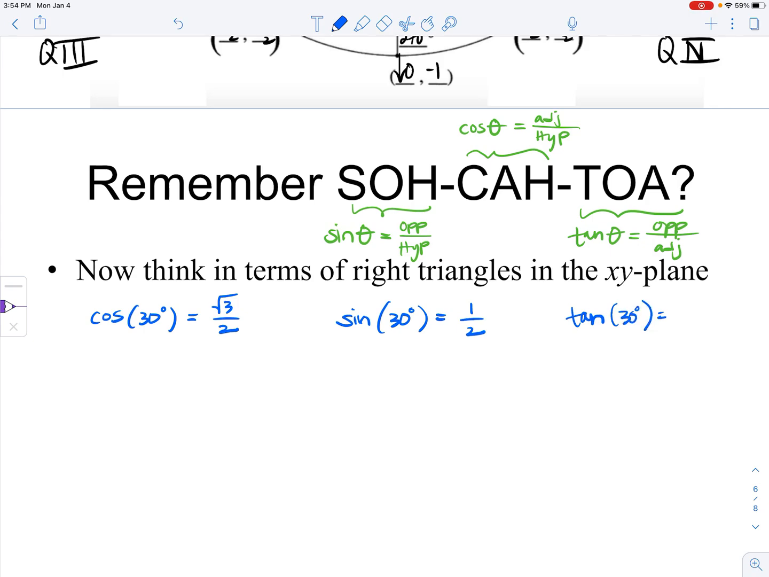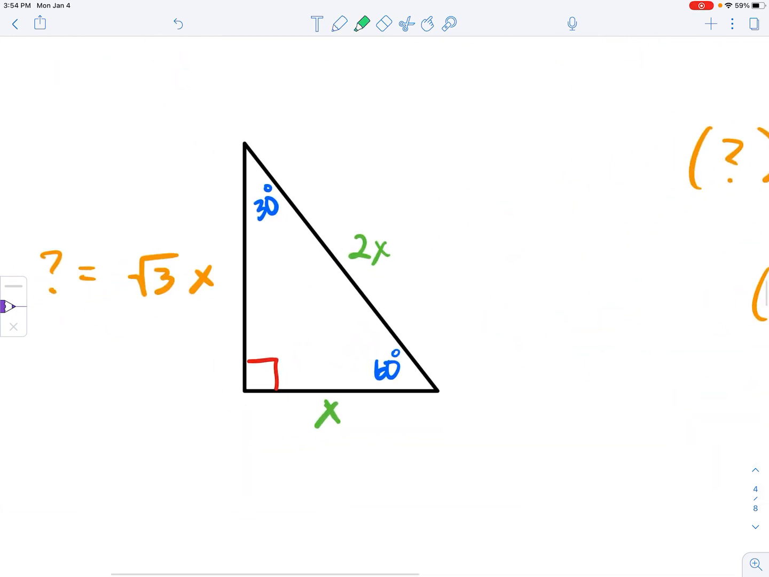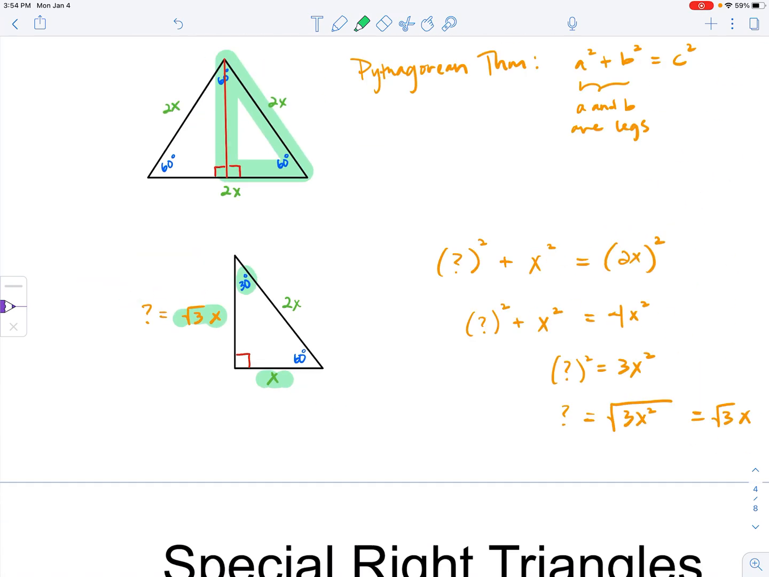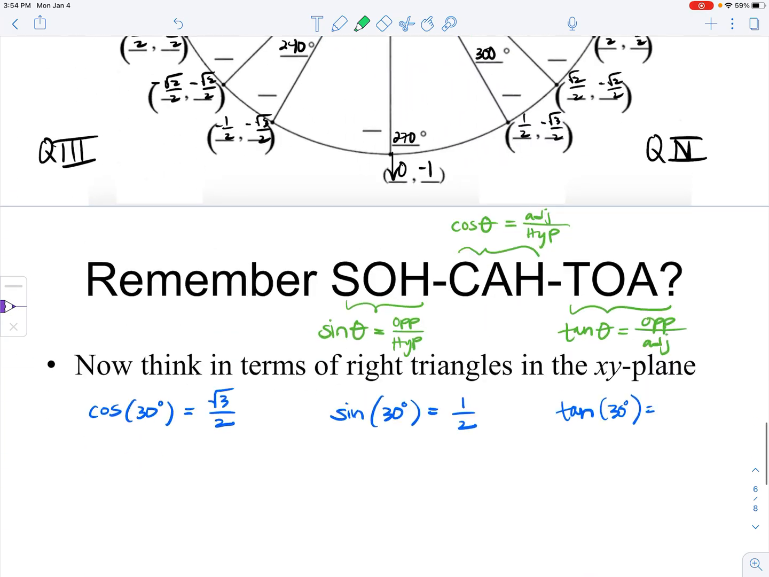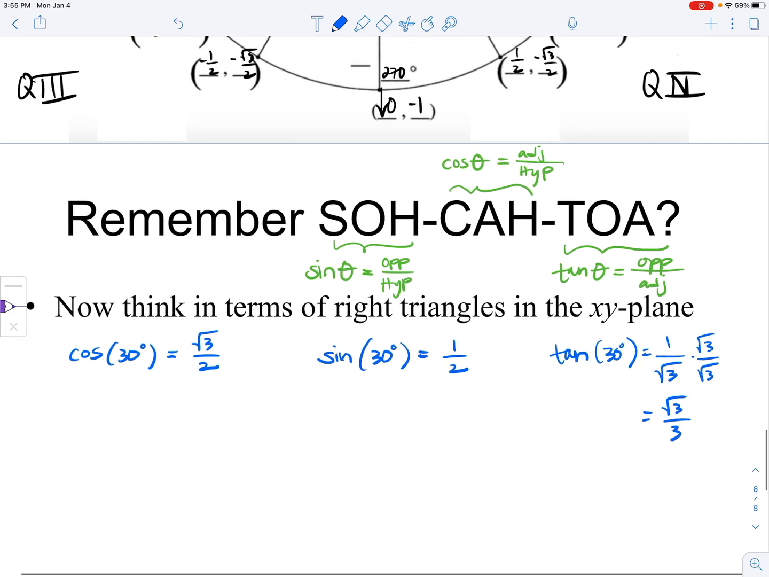And how about tangent of 30 degrees? Opposite over adjacent. So, right, TOA. Opposite over adjacent. x over root 3x. Well, that would simplify to be 1 over root 3. But remember, we want to rationalize the denominator. So if you think about multiplying by root 3 over root 3, that gives you root 3 over 3.